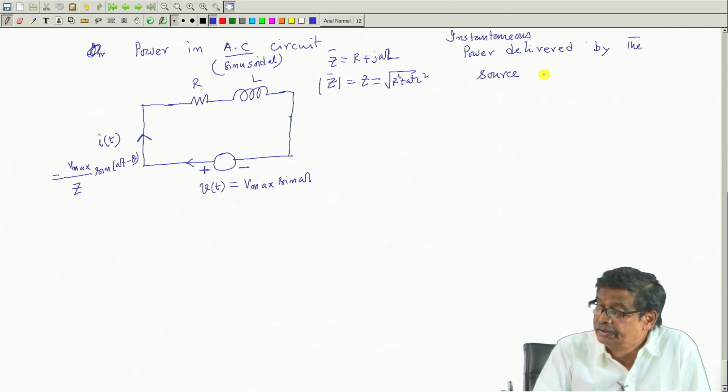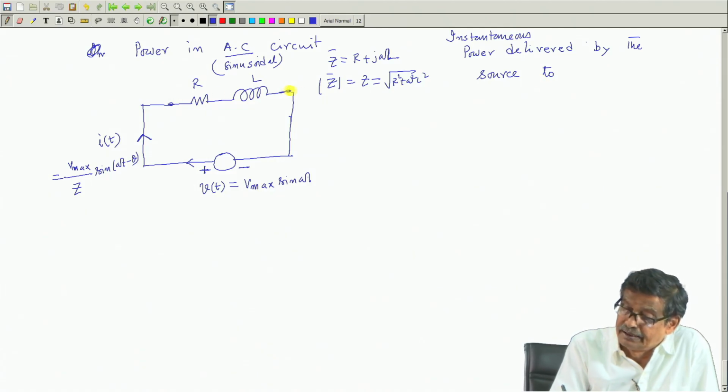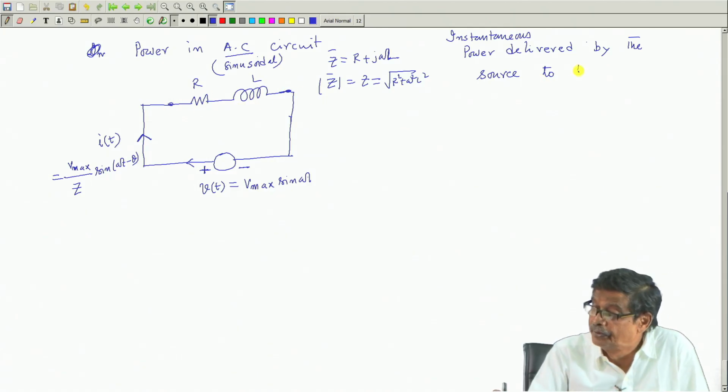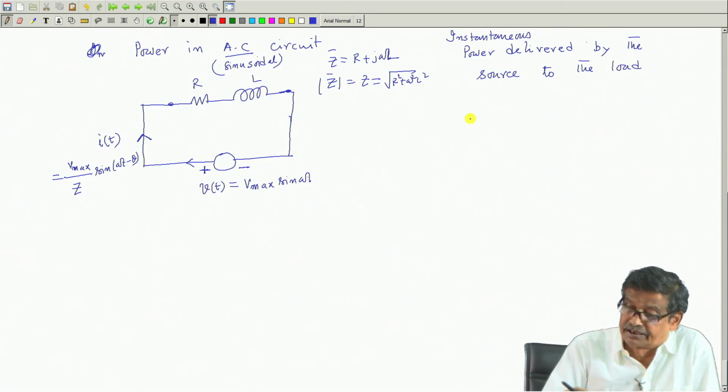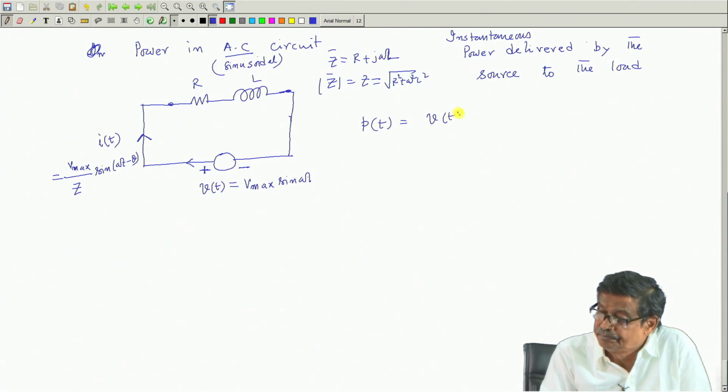to the load, these two, R and L, are the load, or to the circuit it is delivering power. How much is it? Instantaneous power. So, it will be v(t) into i(t).